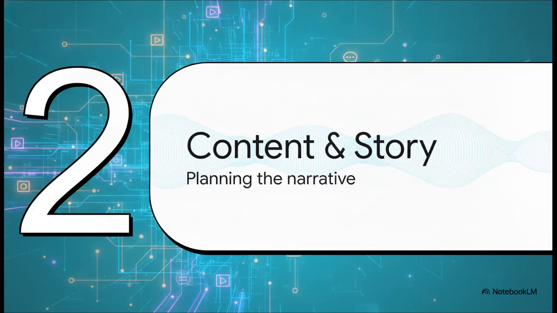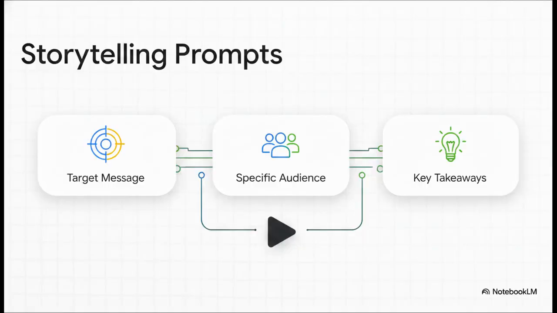Moving right along to Section 2, Core Content and Storytelling. To build a story that actually hooks people, your initial prompt needs 3 core pillars. First, you gotta explicitly describe your target message. What is the actual core truth you're trying to convey here? Second, define your specific audience. Who exactly is watching this?